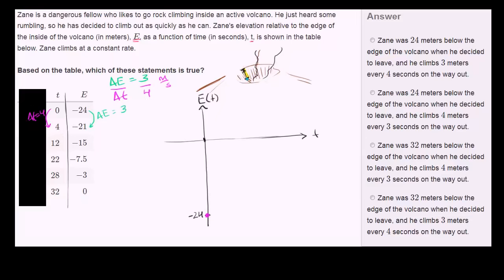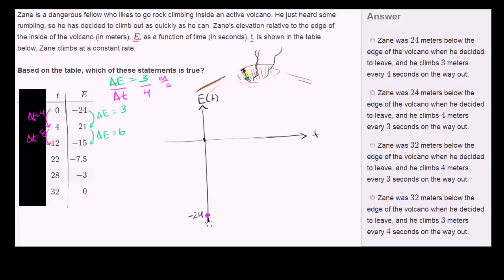We can verify that. In the next row, we see our change in time is 8. It's twice as much time that has passed, so he should have gone twice as much distance if his rate is constant. Let's verify that that's the case. He went from negative 21 to negative 15. His elevation increased by 6. So change in elevation over change in time is 6/8, which is the same thing as 3/4. So you see that he has this constant rate of change.